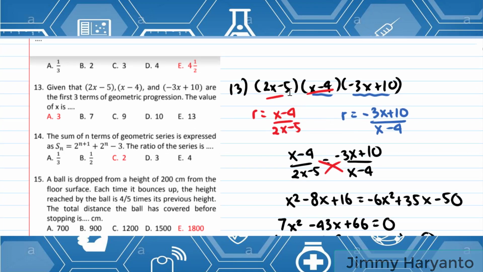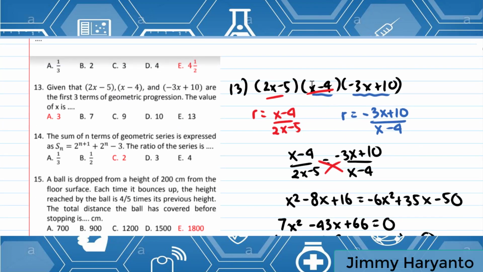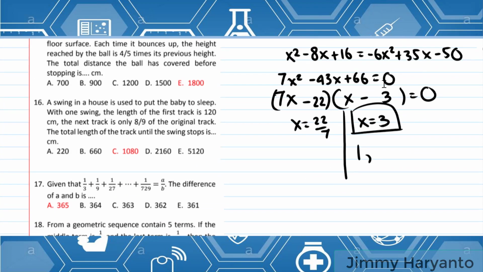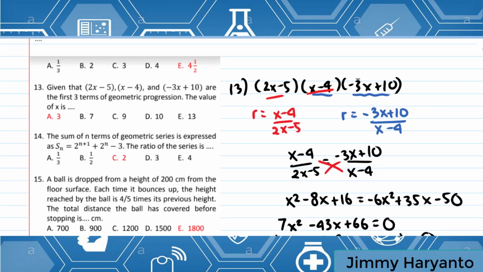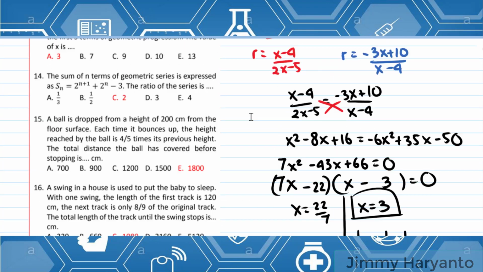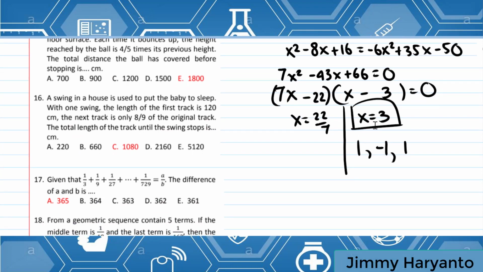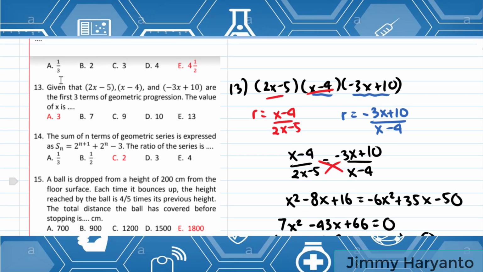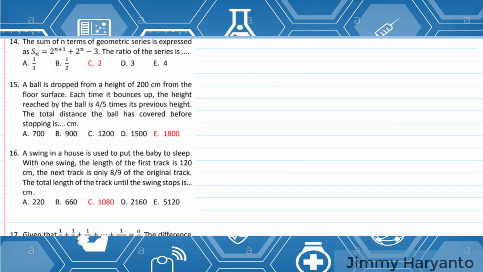2 times 3 minus 5, 6 minus 5 equals 1, and then 3 minus 4, negative 1, and then the third is negative 9 plus 10, 1 again. The question wants us to find only the value of x. The value of x is 3. Okay, so this one is not in the options.